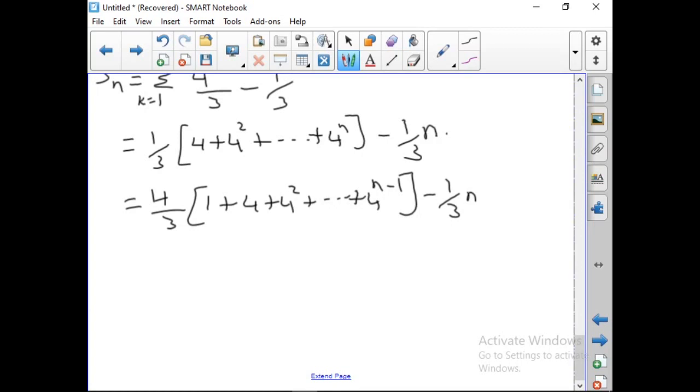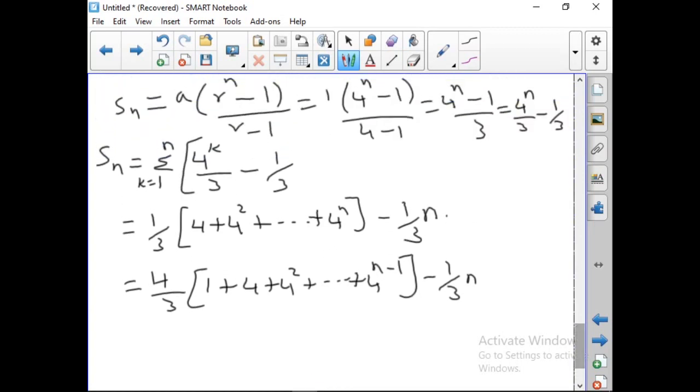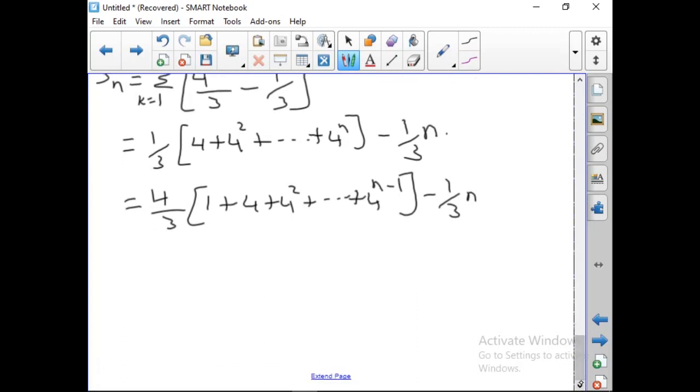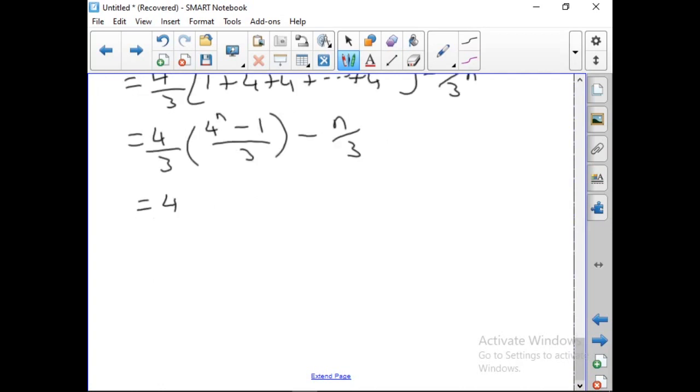இங்க 1 by 3 n ஏன் வருது? Because sigma is for both. Okay, அப்போ 1 by 3, 1 by 3 n times we are adding. அதனால தான் 1 by 3 n we are getting. So now again using summation formula, this is 4 power n minus 1 by 3 minus n by 3. Okay. So what is the final answer? This is equal to 4 by 9 into 4 power n minus 1 minus n by 3. Okay. So this fourth question is over.